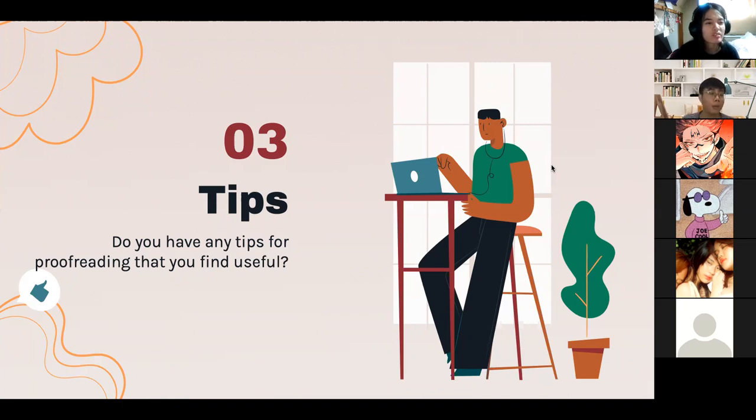Any other suggestions? I think Dee said you should go to sleep and read it next morning with a fresh head and no memory of the essay. That's actually really good. That's really good advice also. Yeah, go to sleep and read it the next morning with a fresh head and no memory of the essay.